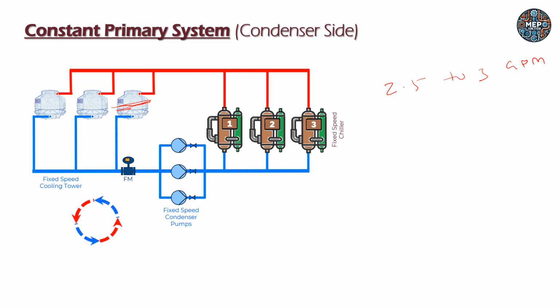The common range for the condenser side delta T may vary between 5 degrees to 10 degrees Celsius. This is based on the Indian climate conditions.